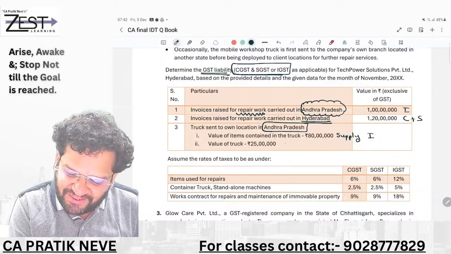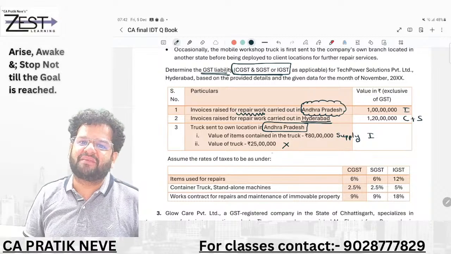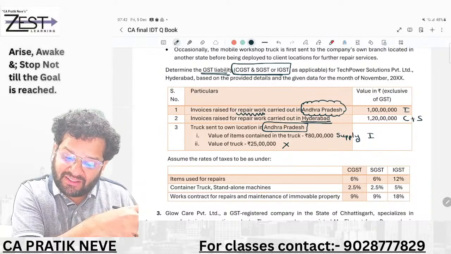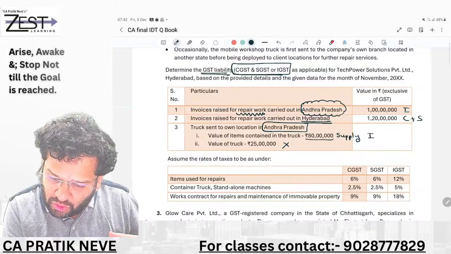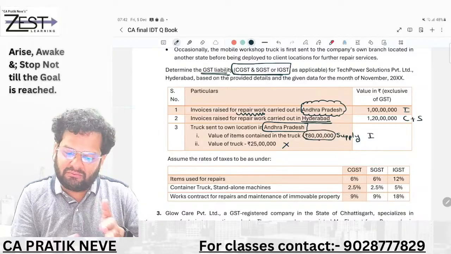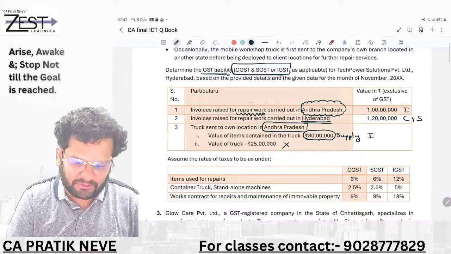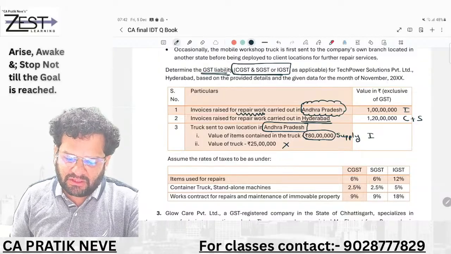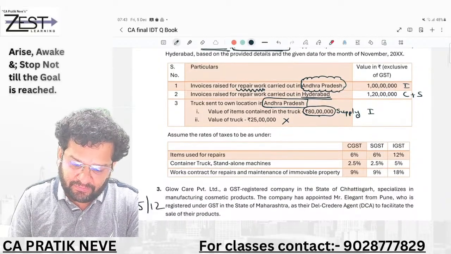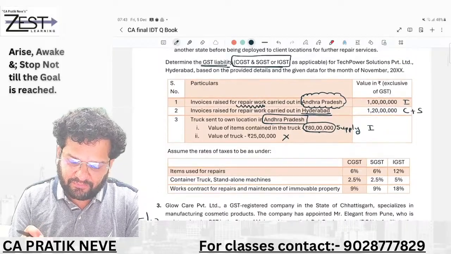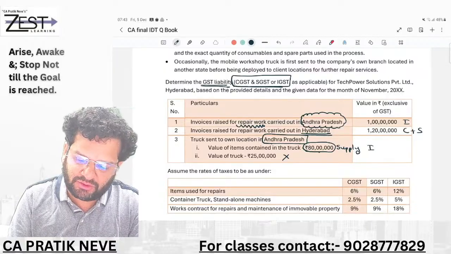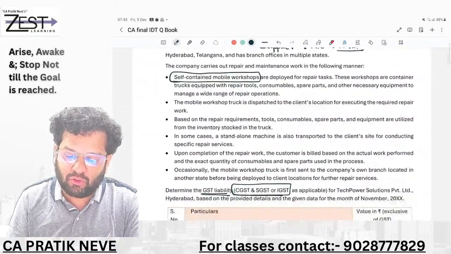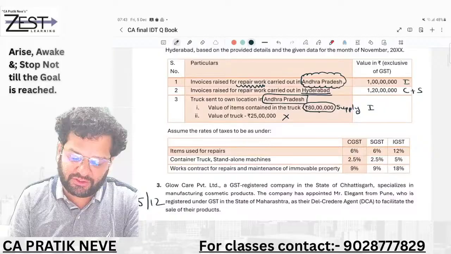Value of truck, this will not be taxable. Truck is being sent, and on that truck the goods were loaded. So these goods are going to be supply, but not the value of the truck, of course. Assume the rates to be taxed as under. Okay, let's see the solution for this, and see how the presentation is to be done.